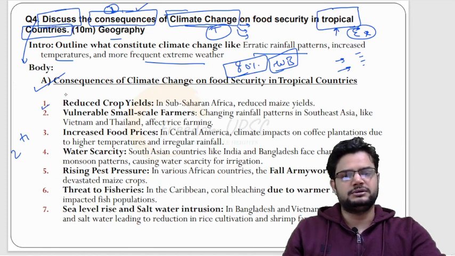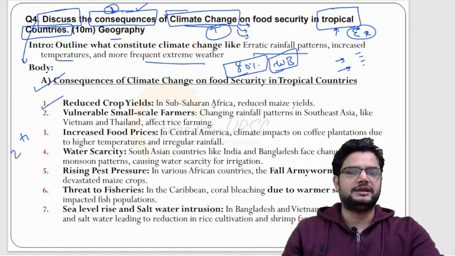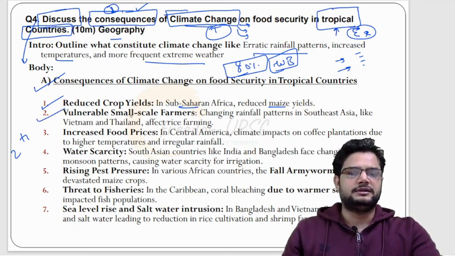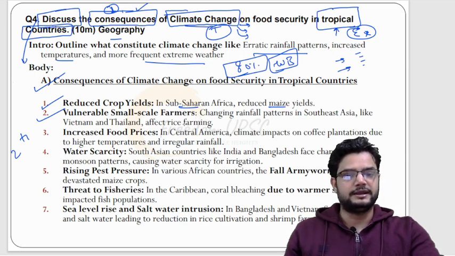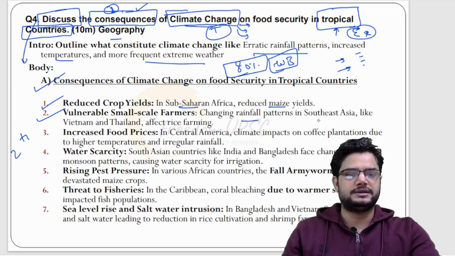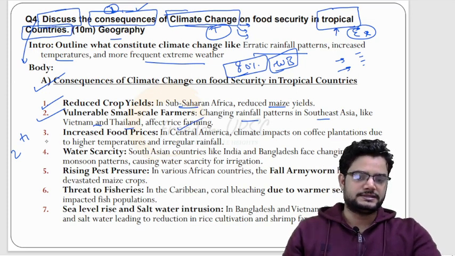One by one, you include various reasons, like reduced crop yields. You can give an example like in sub-Saharan Africa, maize yields are reduced. Second, it increases the vulnerability of small scale farmers because of changing rainfall patterns, let's say in Southeast Asia, like Vietnam and Thailand, which affect rice farming. It reduces the yields of rice.